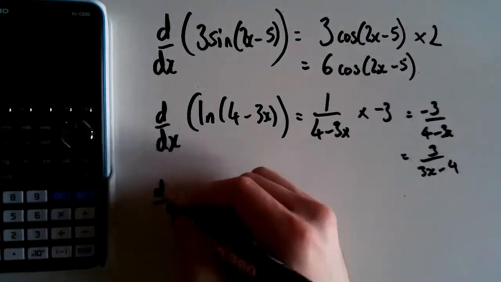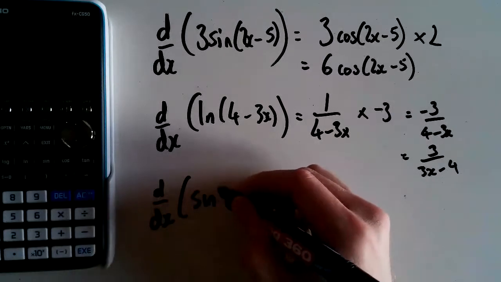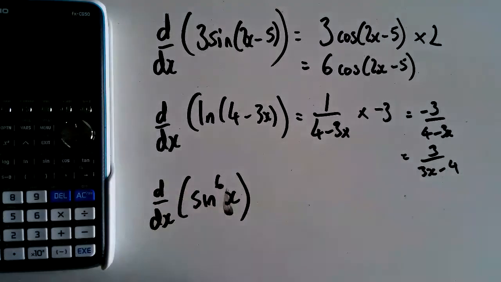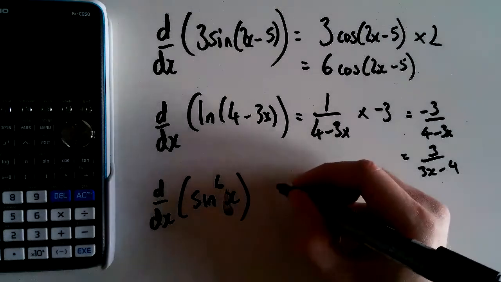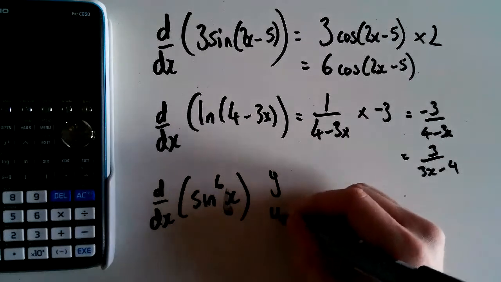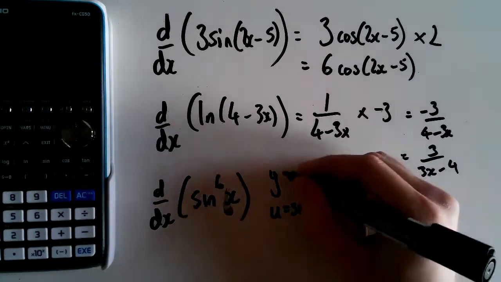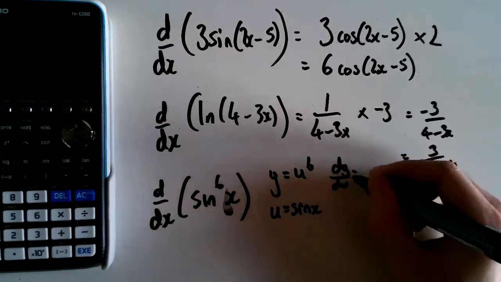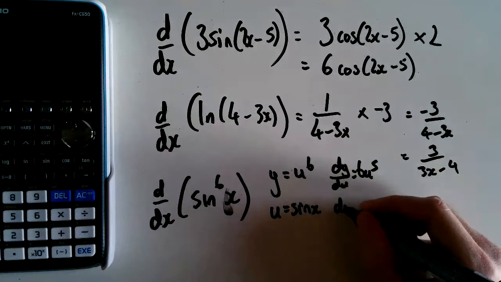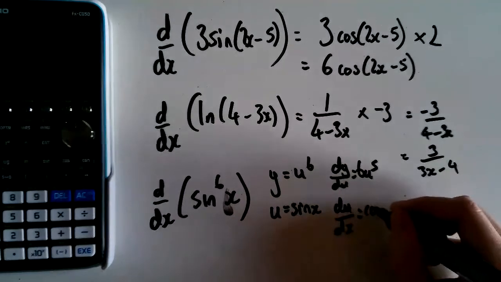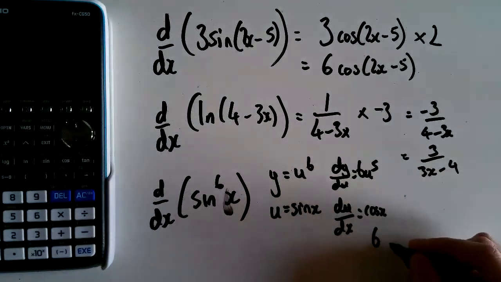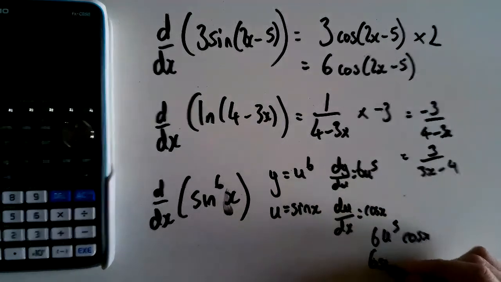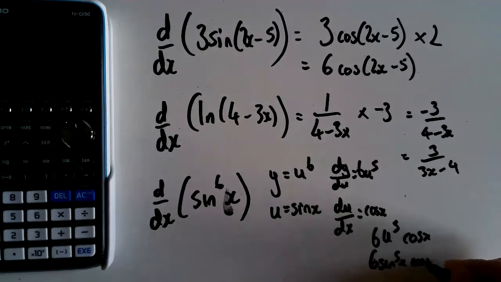And the last one, differentiating sine to the power 6 of x. Well, you might want to actually use the chain rule for this one. So let's say u is sine x. So y would be u to the 6. Differentiate that: 6u to the 5. Differentiate u, which is cos x. Times them together, so 6u to the 5 cos x. Replace u with what it was, which was sine. So 6 sine to the 5 x cos x.